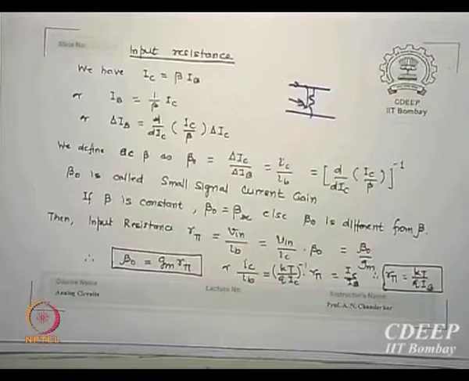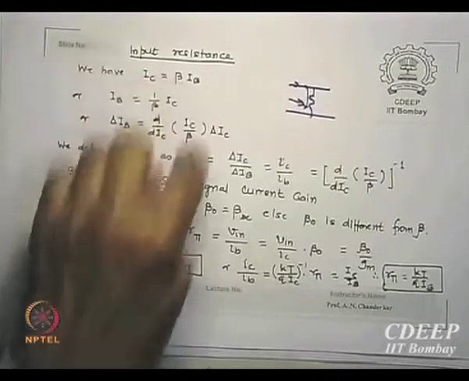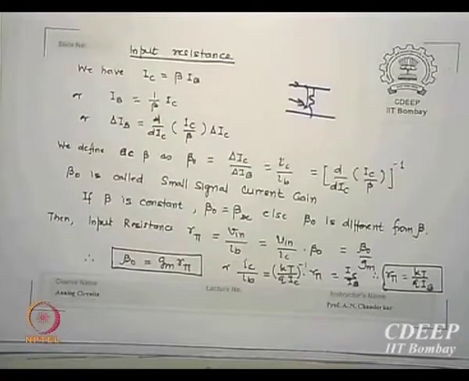We define an AC beta as delta IC by delta IB, or small ic by small ib. This is called AC beta. Is that clear to you? So earlier, what beta did we define? Here this beta and this beta are not the same. That is called DC beta. What is DC beta? Capital IC by capital IB is DC beta.